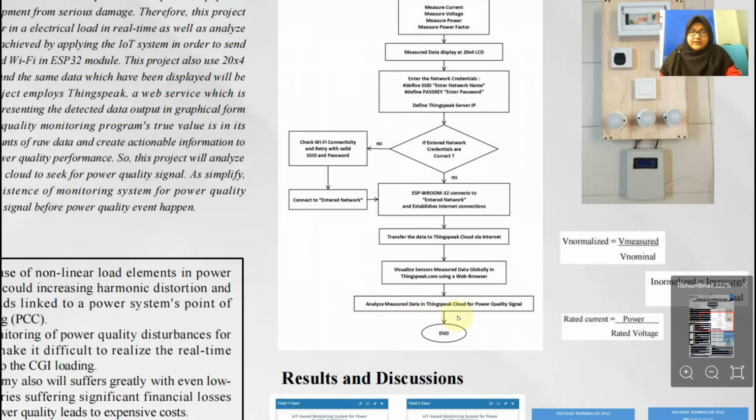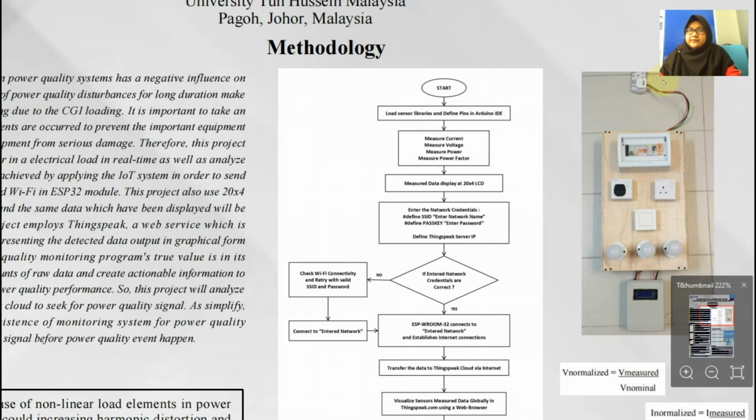From the data that we transmit to the cloud, we could analyze. We need to analyze the data in order to seek for PQ signal. So this is the load used for this project. From the single phase power connection, it goes to the distribution box. Then the MCCB will connect to the power socket outlet, and one to the switch, which connects to 3 LEDs that are connected in parallel.